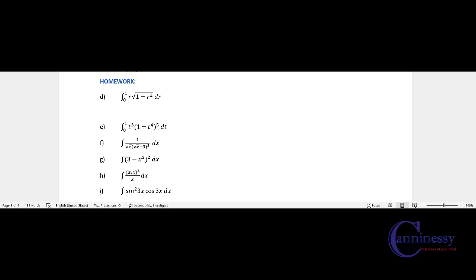Evaluate the following integrals. Here I have number D, the integral of r times the square root of 1 minus r squared dr. Firstly, whatever is under the square root, you have to let it be u. So let u equal 1 minus r squared.